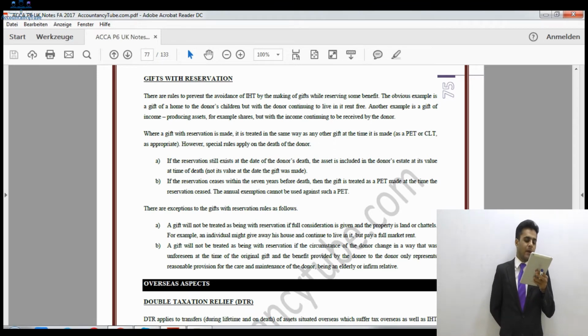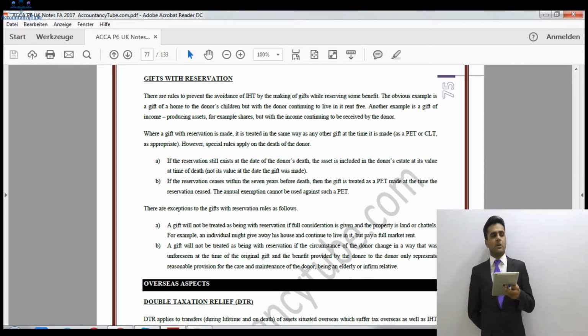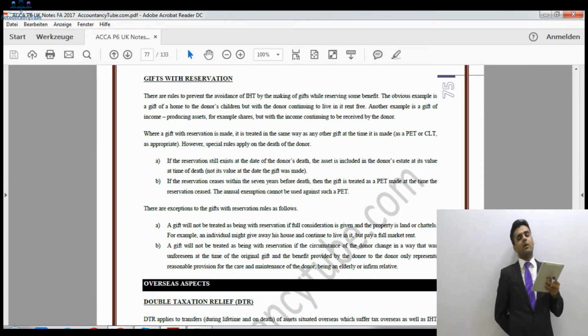Unforeseen at the time of original gift, and the benefit provided by the donee to the donor only represents reasonable provision of care and maintenance of the donor, being an elderly or infirm relative. So I had no intention of living in that house. I only moved in that house because I could not take care of myself. So my intention of moving in that house was only temporary, until I get better. Otherwise, apart from that, there was no intention. So in that case, the gift with reservation will not apply. Right?